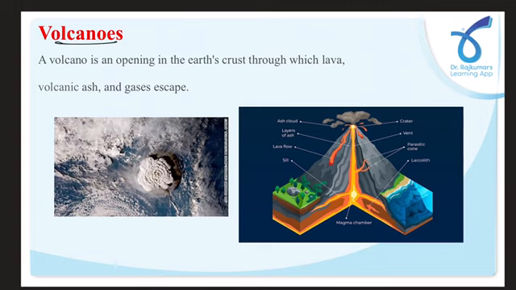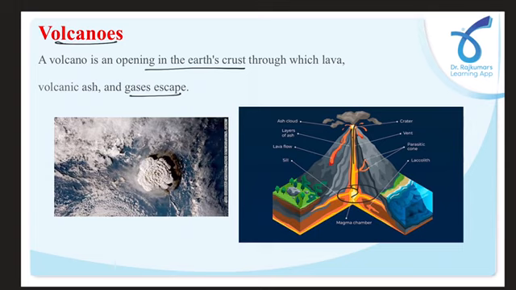Volcanoes are nothing but an opening in the Earth's crust through which lava, volcanic ash and gases escape. If you see here, this is an opening in the Earth's surface. From this opening, you will find that lava is coming out, then volcanic ash is coming out, as well as different gases like hydrogen gas, sulfur dioxide gas, and carbon dioxide gas, which escape from the interior of the Earth.